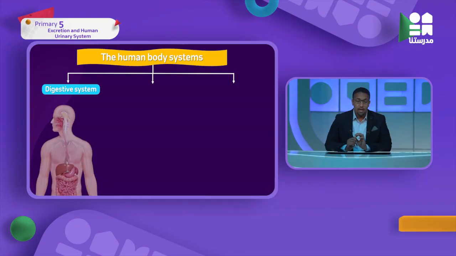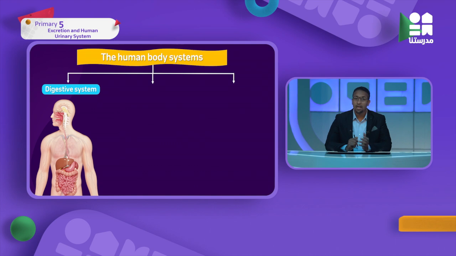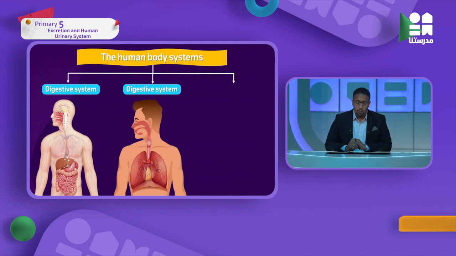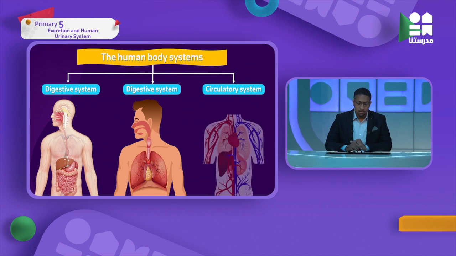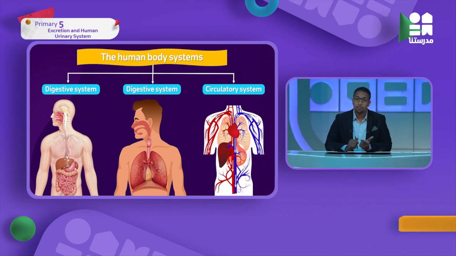We studied all of them before. Digestive system, and the digestive system digests and absorbs food. We need food to get energy from this food. Number two, the respiratory system. In the respiratory system, we take oxygen from the atmosphere, and we need the respiratory system in getting energy from the digested food. The third one, circulatory system. We studied the digestive system and respiratory system last year, and this year we studied the circulatory system.